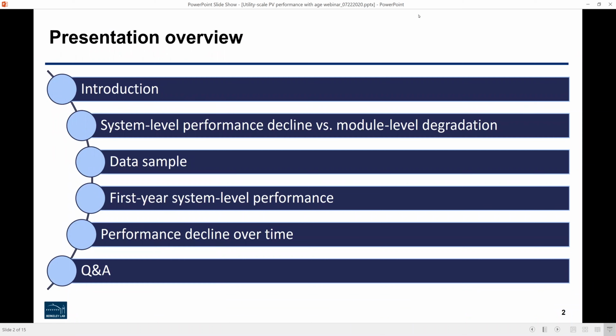Here's a quick overview of what I'll cover. I'll introduce the topic by trying to convince you why this matters, and then I will take a minute to draw the distinction between system-level performance decline and module-level degradation. We're measuring the former, not the latter, and it's important to keep that in mind as you digest our findings. Then I'll briefly describe the data sample before getting into our approach and findings for our assessment of both first-year performance as well as project performance decline over time. And then we should have a few minutes at the end for Q&A.